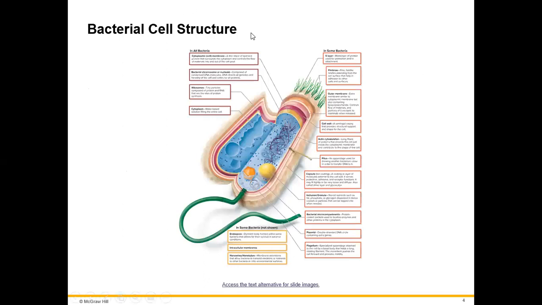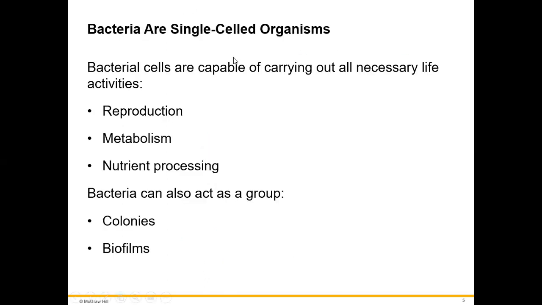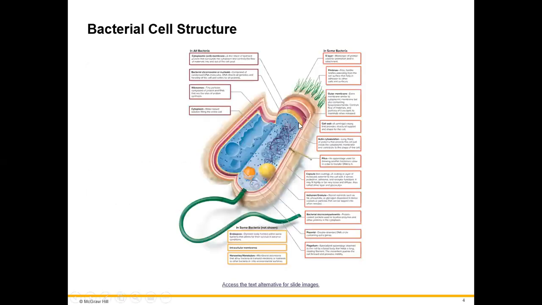So this is a pretty busy slide. It shows you an example of all the possible structures a bacteria could have. They have a cell membrane like eukaryotes. They have cytoplasm like eukaryotes. The bacteria have a cell wall usually. In gram-positive, it's thicker than in gram-negative bacteria. If you remember, those are the 2 major groups.